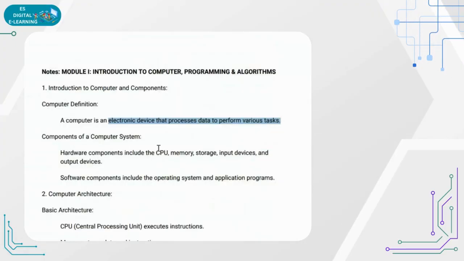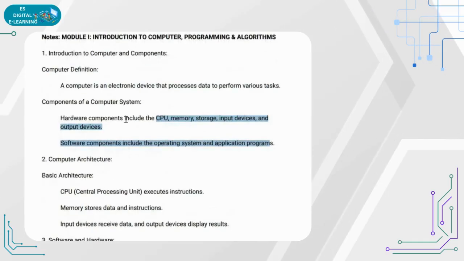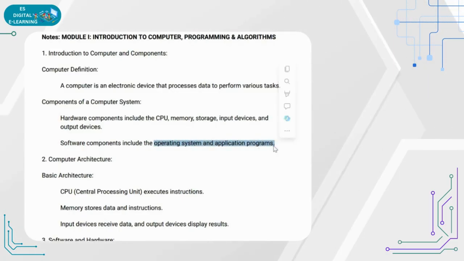So the components consist of the CPU, memory, storage, and input and output devices. Moreover, it has the software components that include the OS and the application programs. So that we call the components of the computer system. And what is the computer architecture?